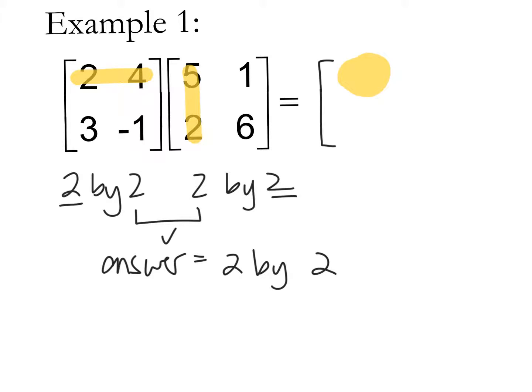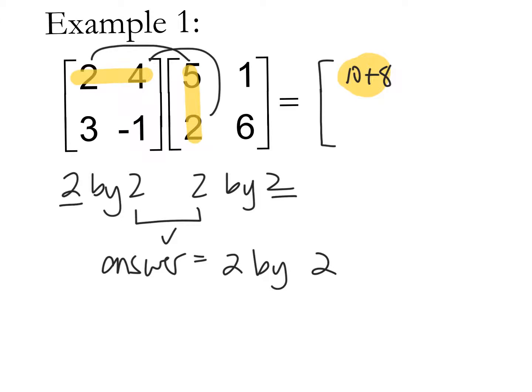And so the weird thing is that we're actually going to do this weird distribution thing. We're going to take 2 times 5, which is 10, and I'm going to add 4 times 2, which is 8. So I'm going to have an 18 in that top spot, but I'll do that in a second.